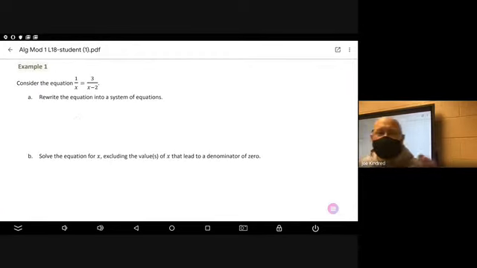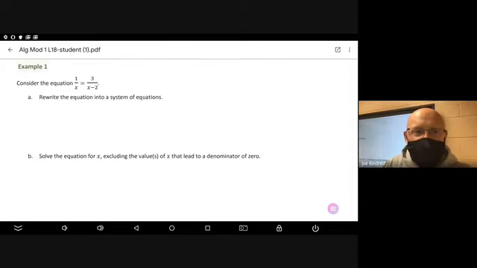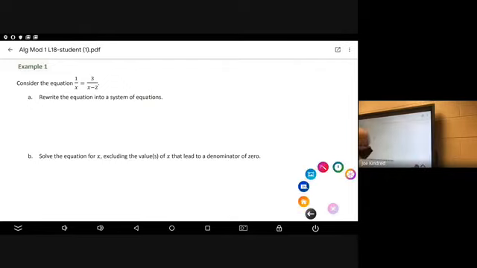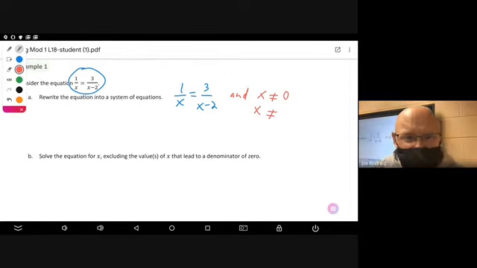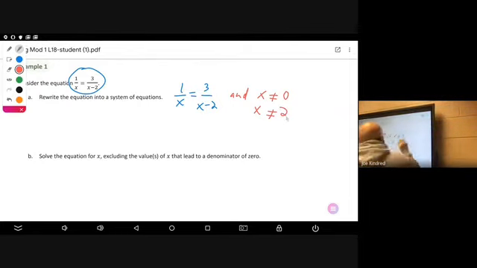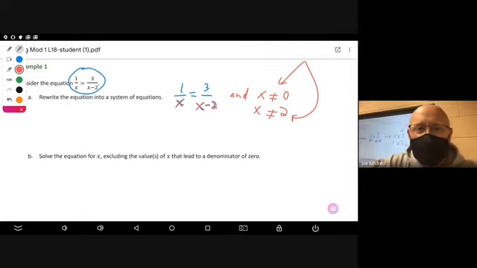So here's example 1. Consider the equation 1 over x equal to 3 over x minus 1. A, rewrite the equation into a system of equations. In other words, a compound statement. Just like before, we're going to rewrite the original. That's all we're doing. And then put the word and. x cannot equal 0, and x cannot equal one other number. What other number is that? It cannot equal 2. I'm getting this information from this right here. Any value that makes the denominator go to 0 is not a part of the solution.